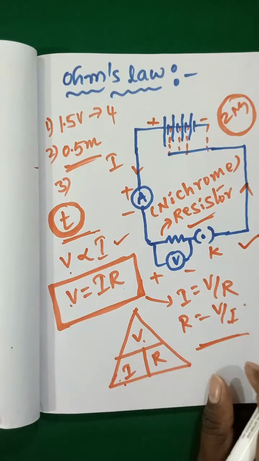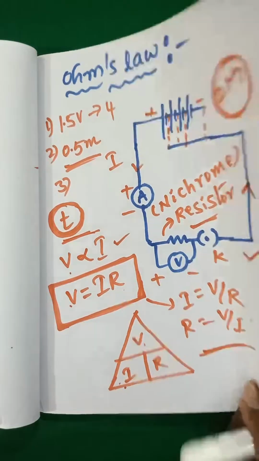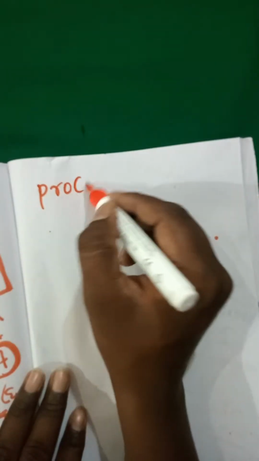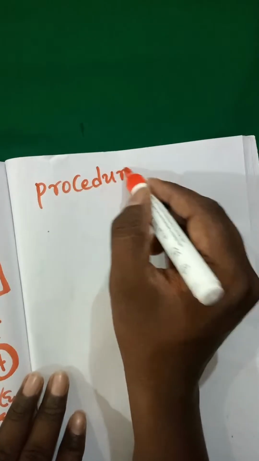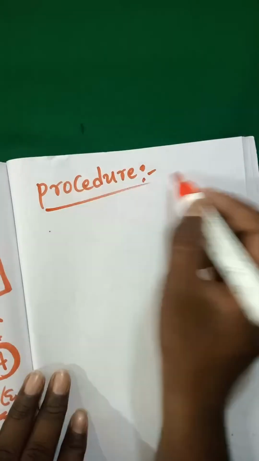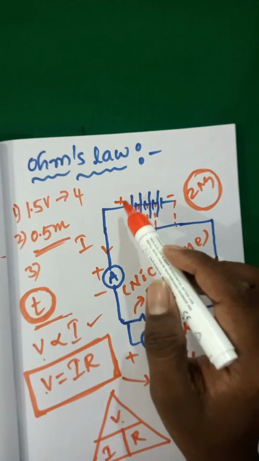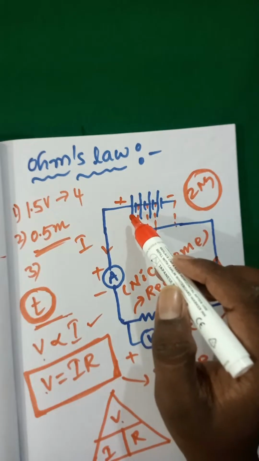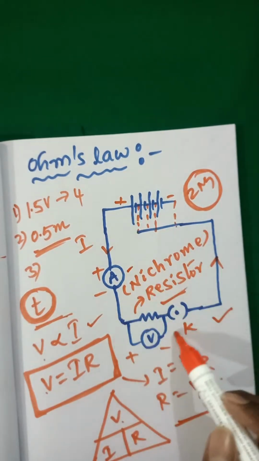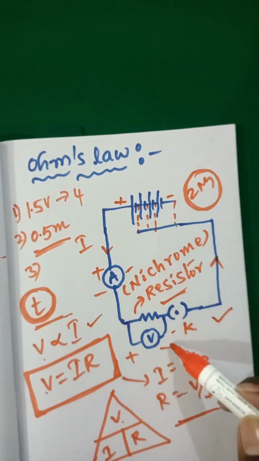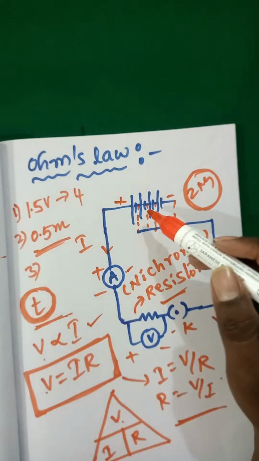So we'll go to the procedure. I'll explain, so you can take the procedure. First we have to connect one cell. Here I am taking the dotted lines. Why am I keeping the dotted lines? First you have to connect one cell and take the reading of the ammeter and voltmeter. Next, connect two cells and note down the readings of the ammeter and voltmeter. After that, repeat the process for 3 and 4.